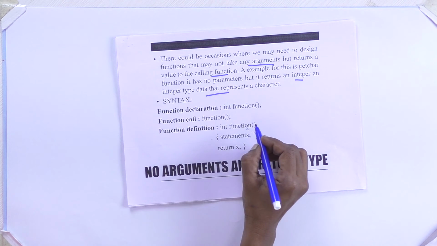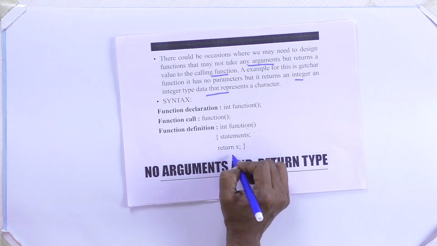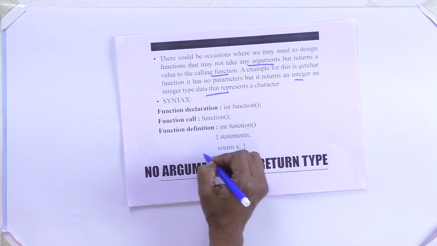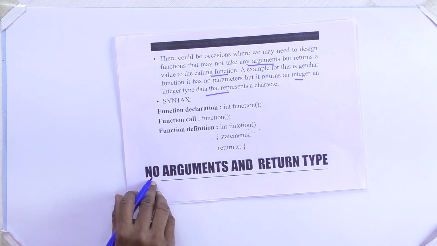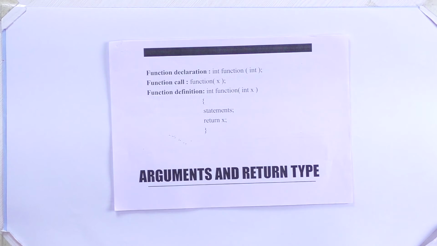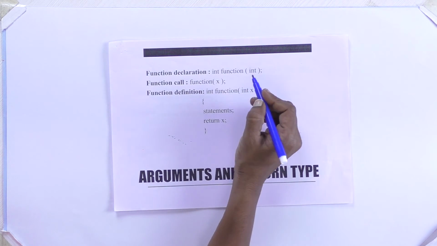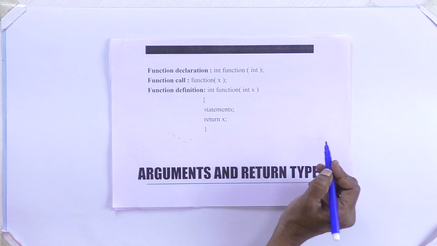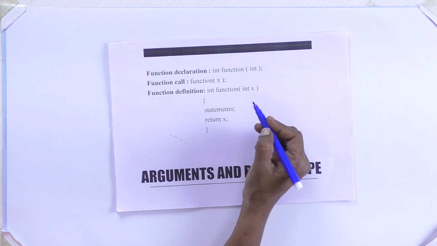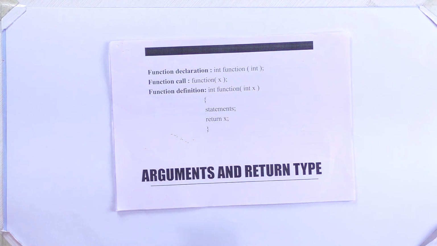So we define the function as int function, and within that we write the statements, and it returns the value of x to the main function. So this function has no arguments, hence it is called no arguments and return type. The next is arguments and return type. Here in the function I am passing an argument value. So the function declaration is int and the function call is function of x. Within that I am writing some statements and it returns the value of x to the main function. Hence this is called arguments and return type.